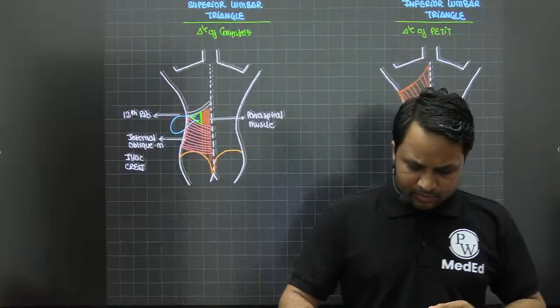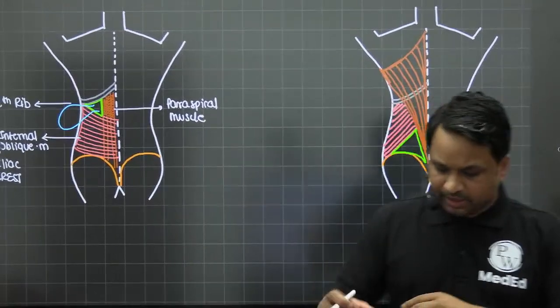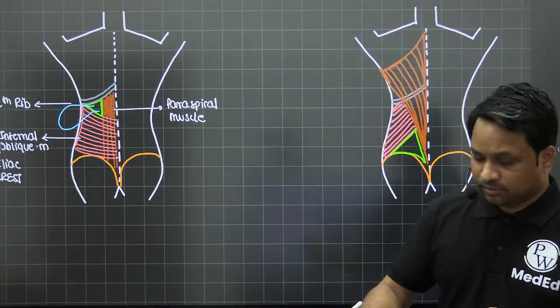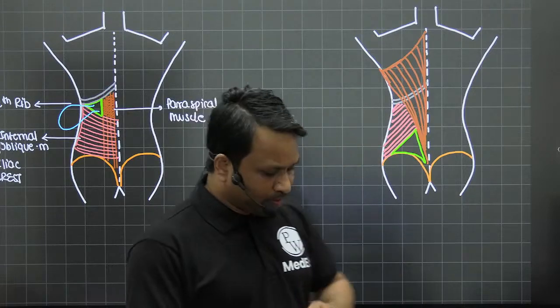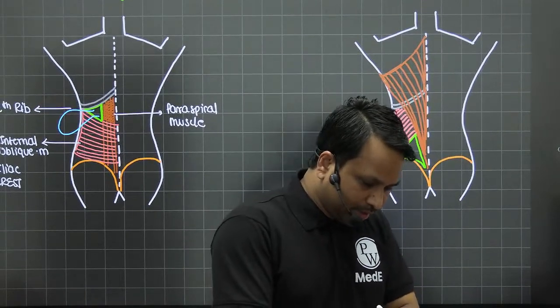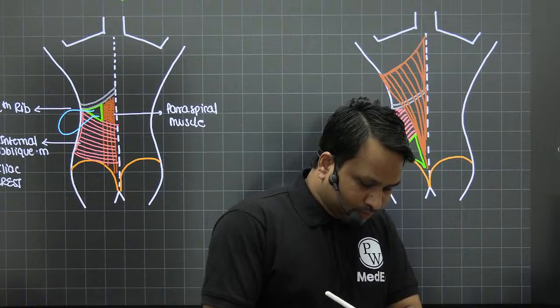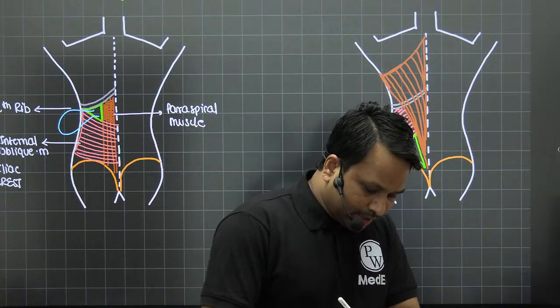So quite simple. We'll just quickly label them so that you understand it better. I think I should label them in this particular area. I'll just move a bit so you get the labeling part correct. So this happens to be the iliac crest.